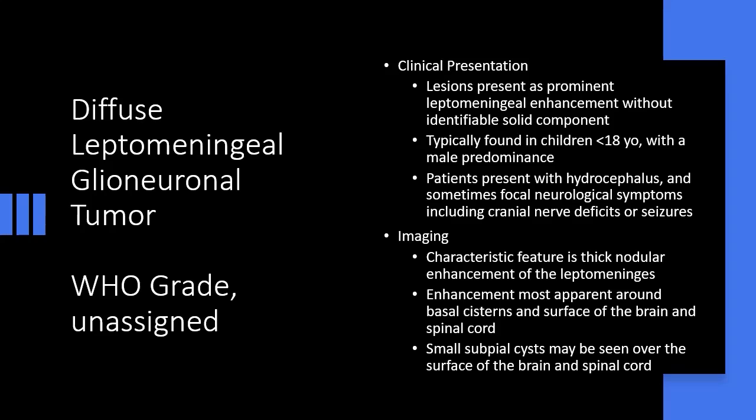Patients most commonly present with hydrocephalus due to the tumor cells present in the subarachnoid space. Some patients may present with focal neurological symptoms, including cranial nerve impairments or seizures. The characteristic imaging feature of these tumors is thick nodular enhancement of the leptomeninges. The enhancement is most apparent around the basal cisterns and surface of the brain and spinal cord. While there may be small enhancing intraparenchymal lesions, there is a lack of a dominant parenchymal mass on imaging. Small subpial cysts may also be seen over the surface of the brain and the spinal cord.